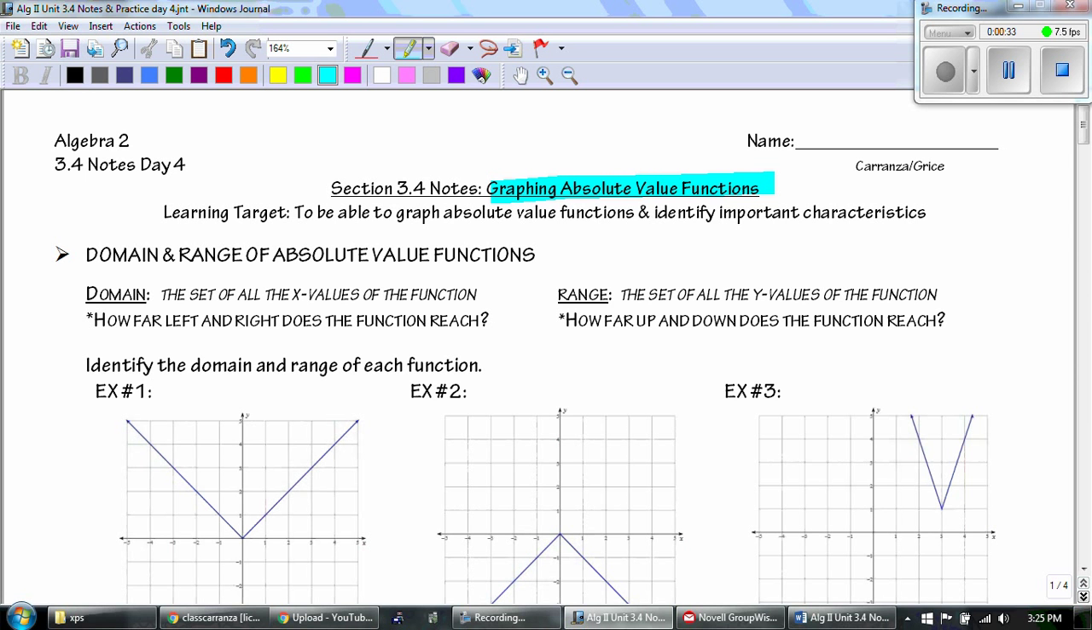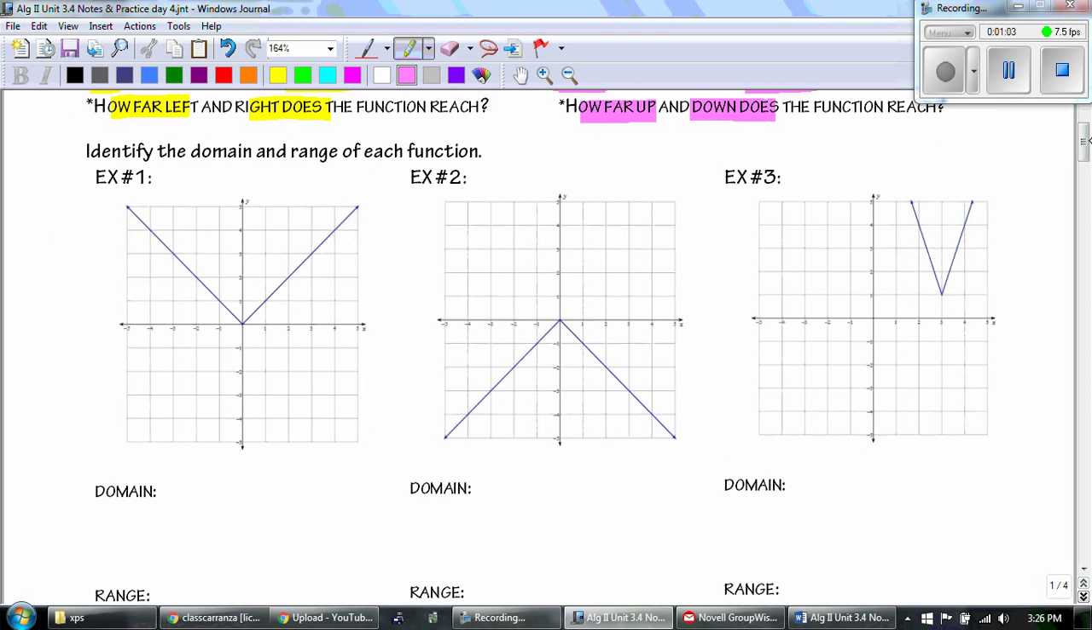So, our domain, that is the set of all the x values of the function. So when we're talking about it, you should be asking yourself, how far left and right does the function reach? And then our range is the set of all the y values. How far up and down does the function reach? And of course, we'll be writing these in interval notation.